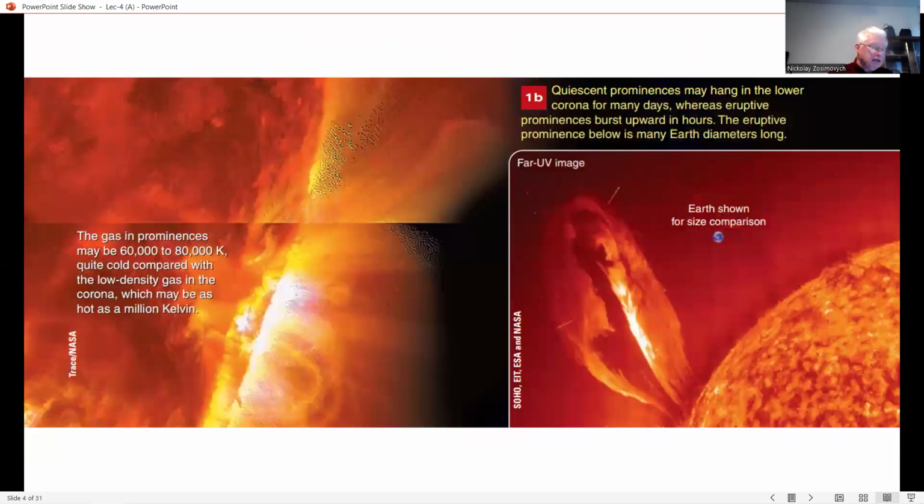First of all, all solar activity is magnetic. The arched shapes of prominences are produced by magnetic fields, and filaments are prominences seen from above.